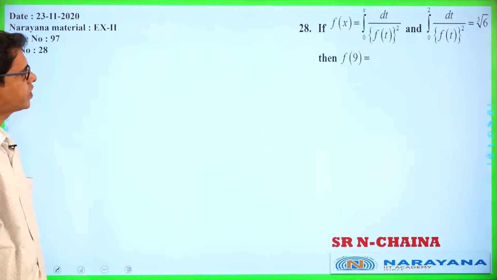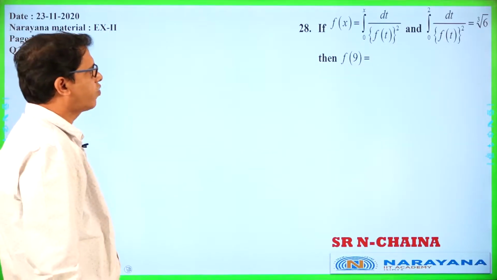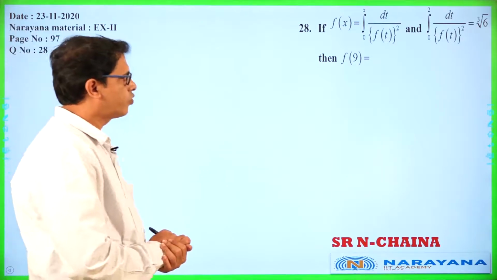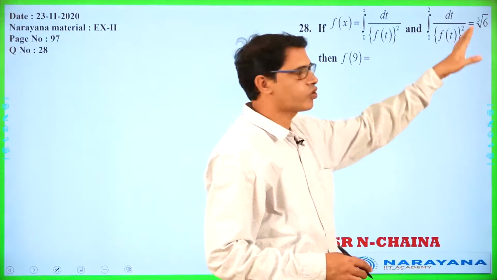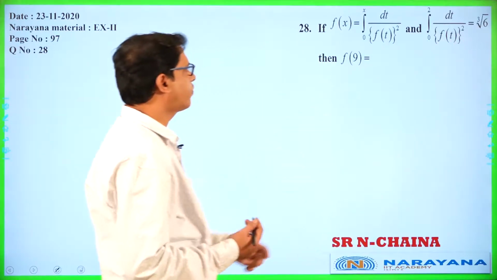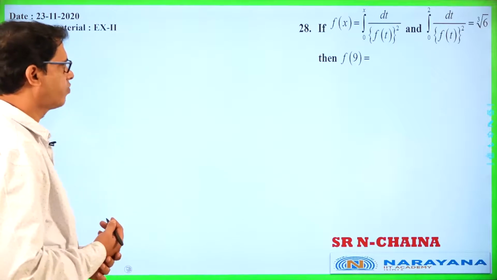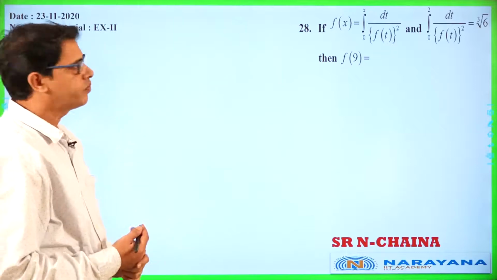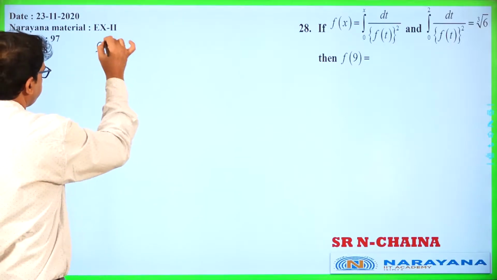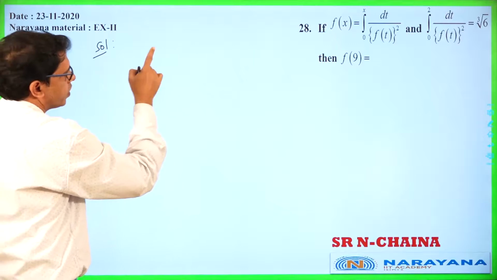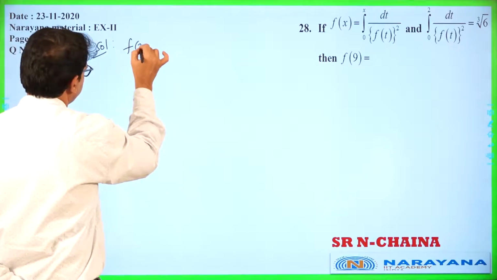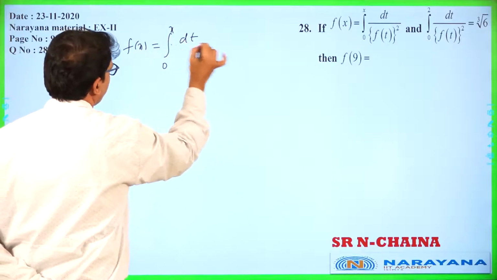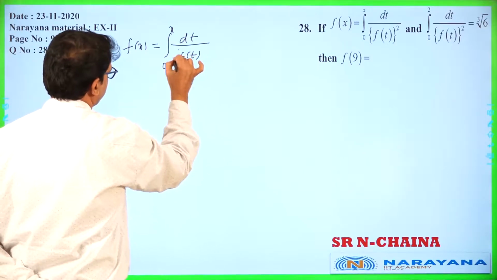So here f of x equals integral over 0 to x dt by f of t whole square, and integral 0 to 2 dt by f of t whole square equals cube root of 6. Then we have to find f of 9 value. Simple one, but it looks complicated. Okay, need not worry. So what is given? f of x equals integral over 0 to x dt upon f of t whole square.